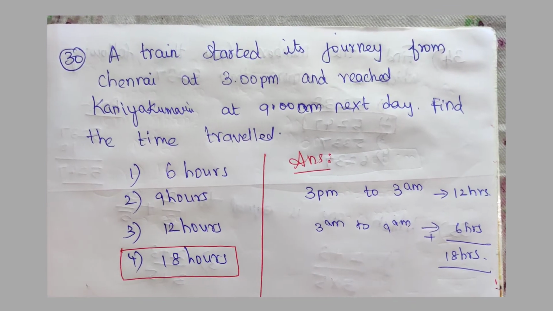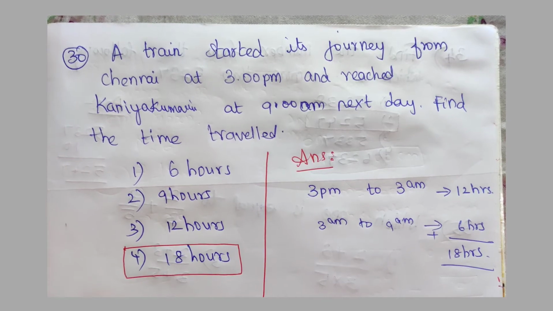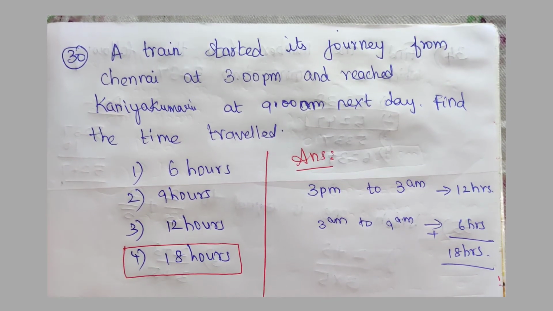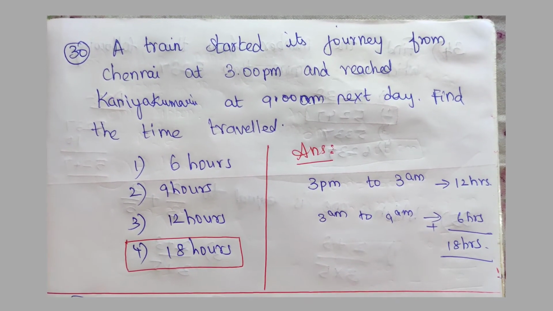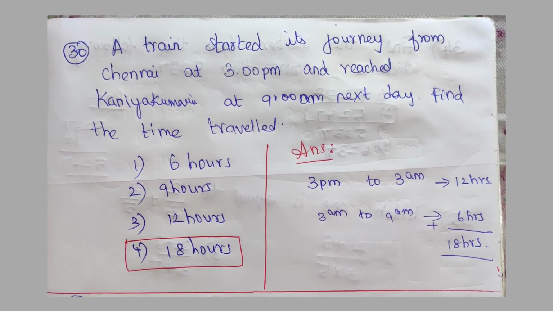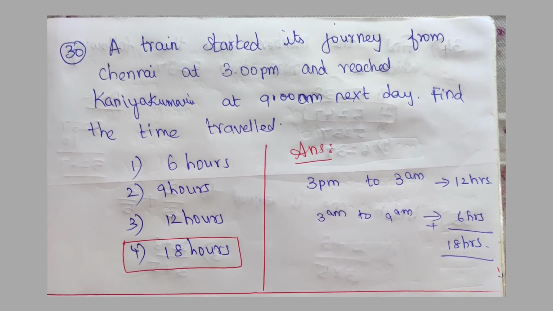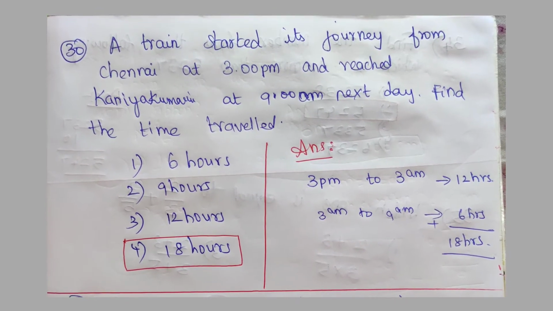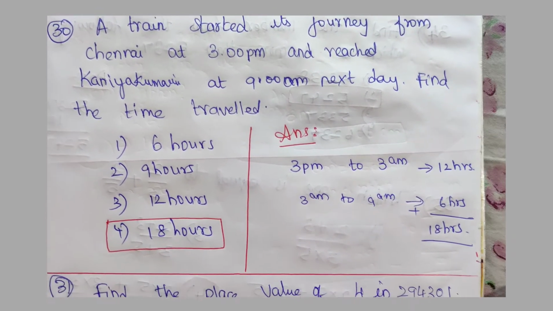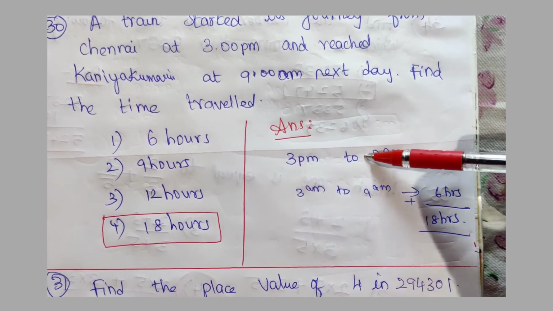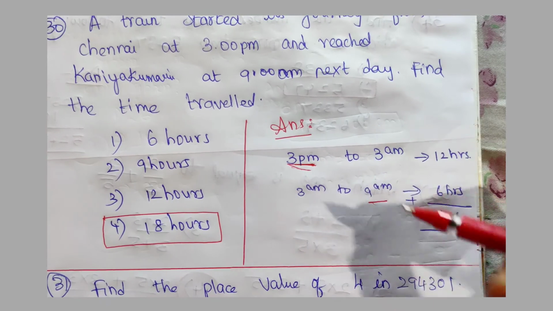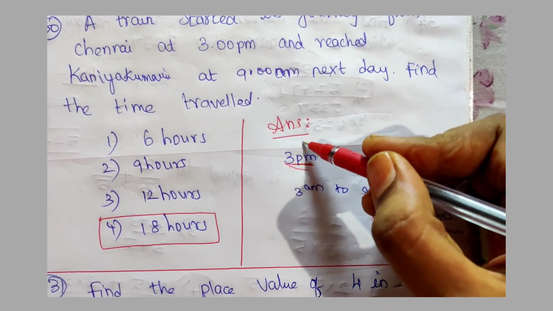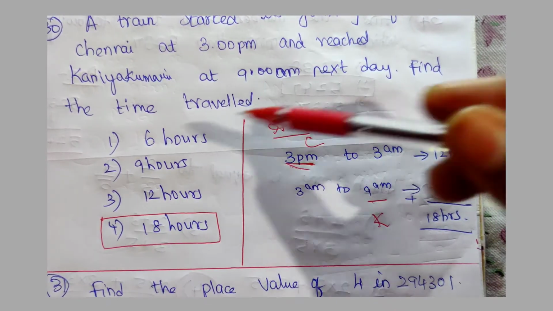A train started its journey from Chennai at 3 p.m. and reached Kanyakumari next day at 9 a.m. So today afternoon 3 p.m. in Chennai the train started. Next day morning 9 a.m. it reached Kanyakumari. Find the time travelled. Today 3 p.m. in Chennai it started, tomorrow 9 a.m. in Kanyakumari it reached. So find the total time travelled.